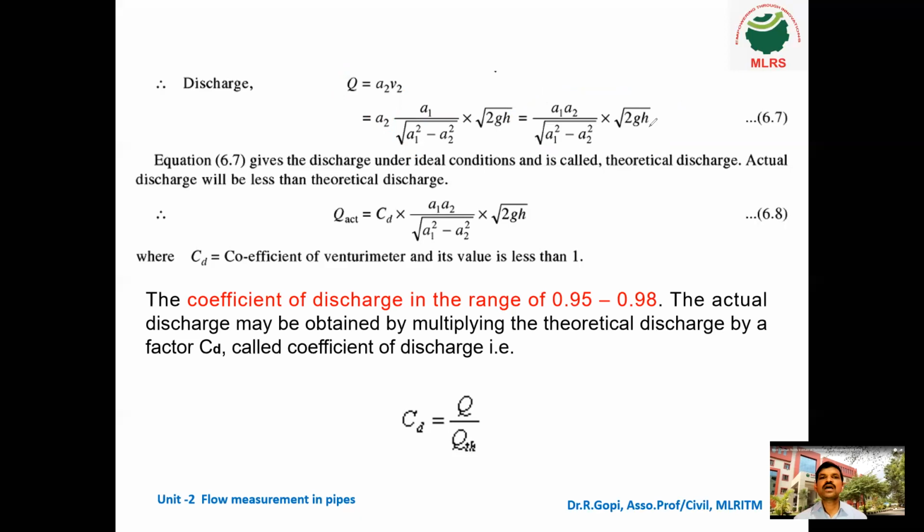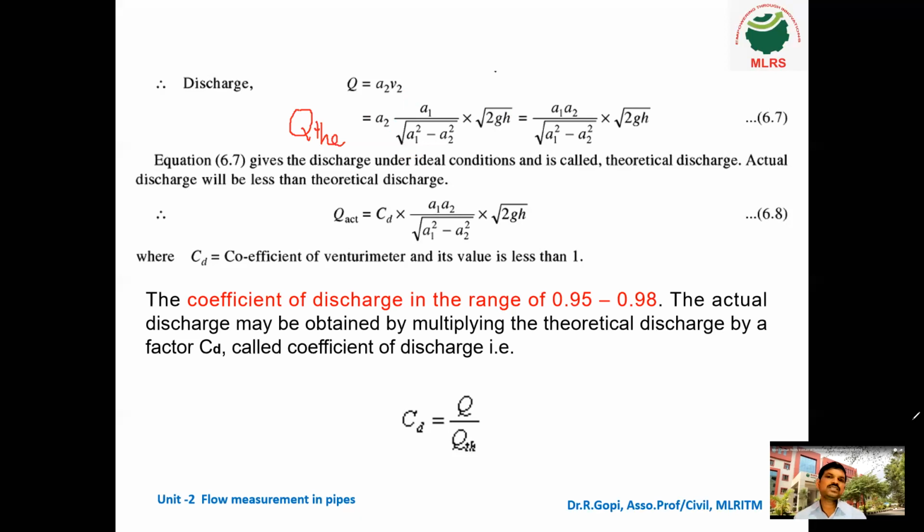So this is called theoretical discharge, Q theoretical. Simply we can write Q T H E. This is the theoretical formula. What is my theoretical formula? We are calculating based on the formula, and that formula we derived based on the theoretical condition only. So it is called a theoretical discharge.